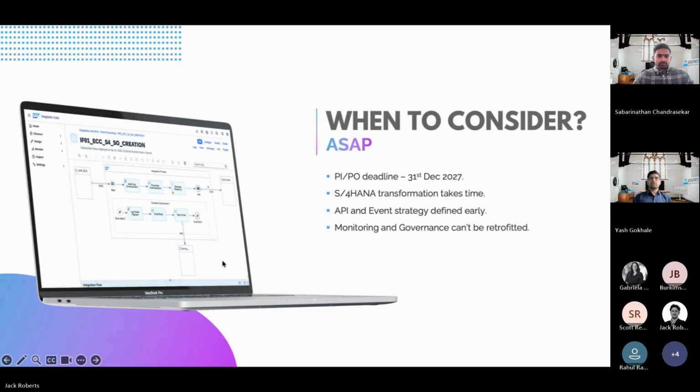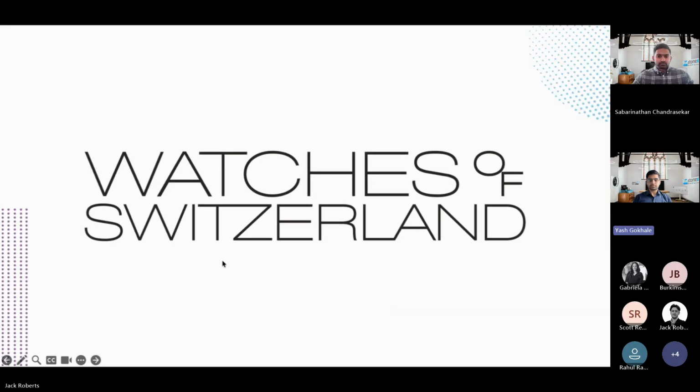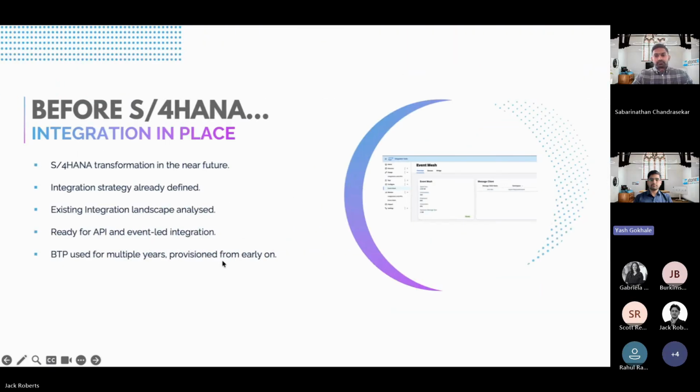So I have an example of a client now that I'd just like to briefly explain. They are on their S/4HANA transformation journey. It's a major transformation project for them, spanning multiple years. The planned start date is still a few years away, but their integration strategy has already been defined. So we have conducted multiple workshops with them to deep dive into the architectural design and the main requirements of their integration platform going forward.